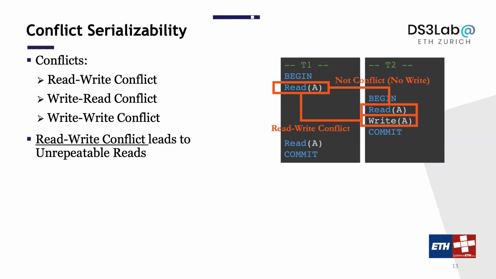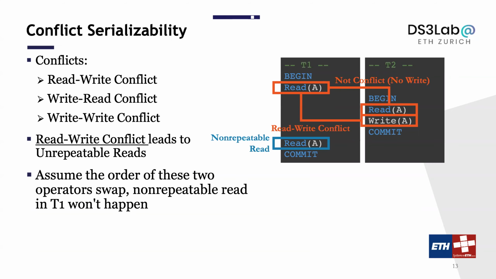Okay, if you think about why, what's the reason that we actually do not want this conflict? Whenever you have this read-write conflict between two transactions, potentially you could have a non-repeatable read at the end. For example, if T1 reads A again, when you have the current order, read A, write A, read A, you could have a non-repeatable read on object A.